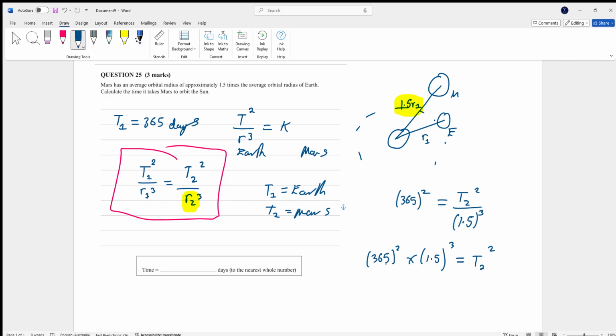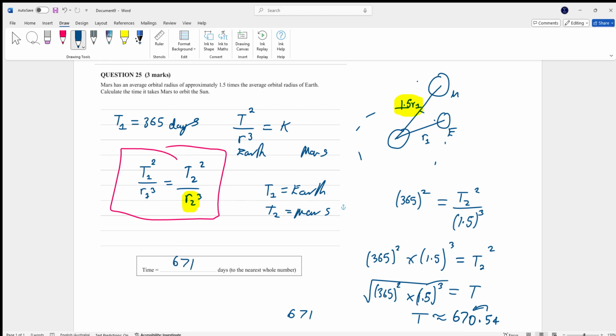It's going to give us a pretty big number. If you just want to save time, put it all into the calculator. We'd have to square root that side as well to get the actual period. So it'd be 365 squared times 1.5 cubed, all under the square root. If you put it into your calculator, you get approximately 670.54. This is in days because we put our time in days. They said to the nearest whole number, so it's going to be 671 because you've got to round that up. So you put 671.